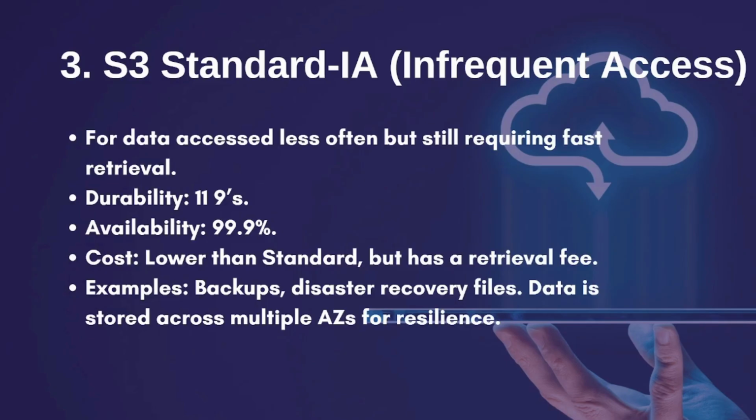The third class is S3 Standard-Infrequent Access. It is used for data accessed less often but still requiring fast retrieval. Durability is again 11 nines, availability is 99.9%, and in terms of cost it is lower than Standard but it has a retrieval fee. Examples where we can use S3 Standard-Infrequent Access are backups and disaster recovery files, and data is stored across multiple availability zones for resilience.